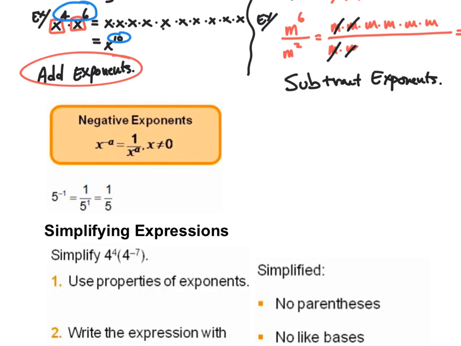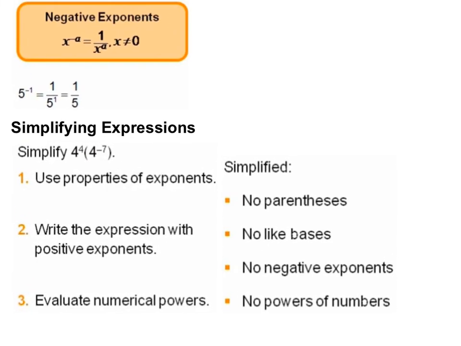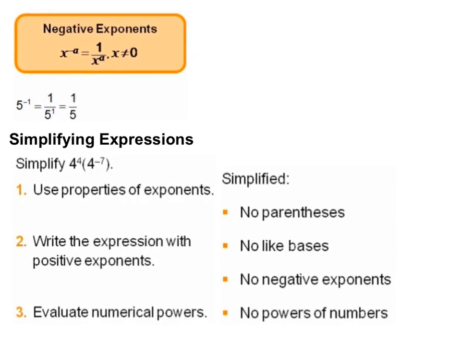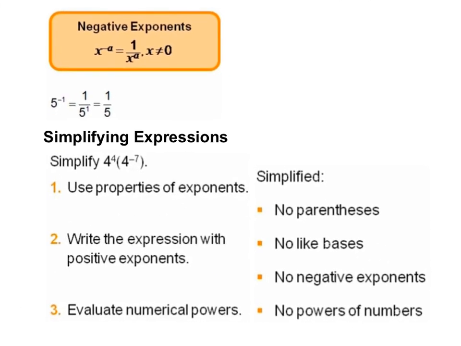Okay, so let's look at simplifying expressions. What I want to do is simplify this expression here, 4 to the 4th times 4 to the negative 7. It says to simplify, use properties of exponents, write the expressions with positive exponents, and then evaluate the numerical powers. When we have simplified exponents, we have no parentheses, no common bases, no negative exponents, and no powers of numbers.